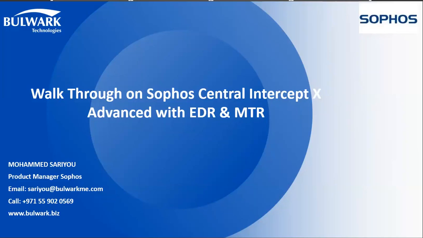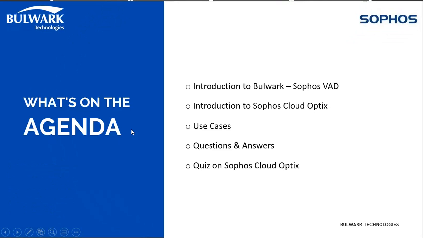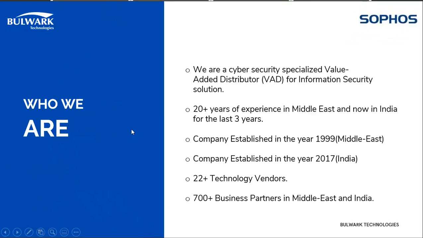So let me introduce our Bulwark portfolio. We have been here for the last 20 years, doing only cybersecurity distribution. We have almost 22 plus technology vendors, many of them niche products, and we have offices in UAE and India. In India we started in 2017, and in the Middle East in 1999. We have almost 700 business partners across the Middle East and India.